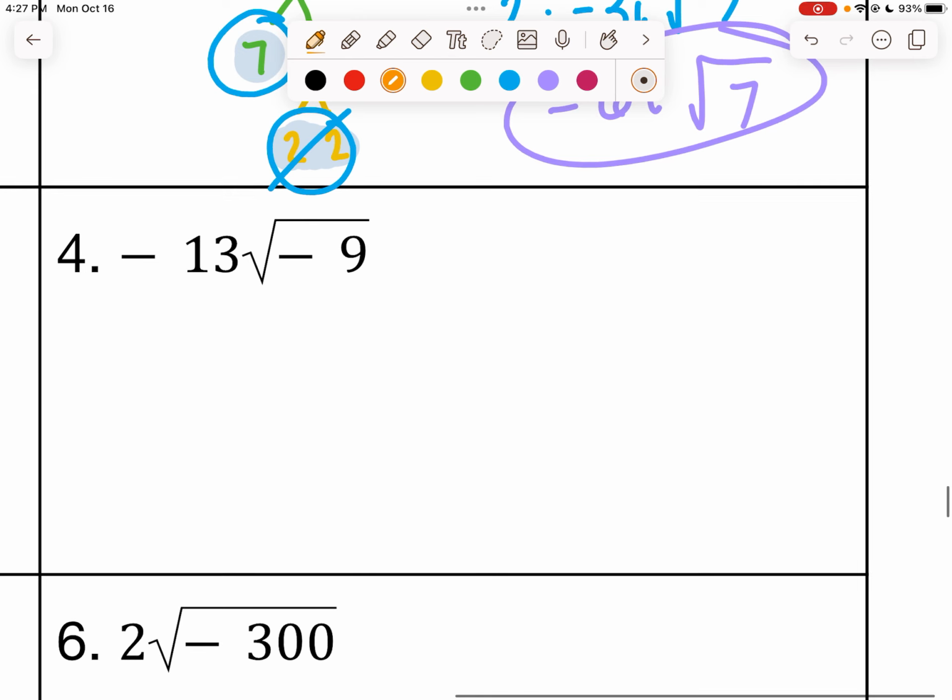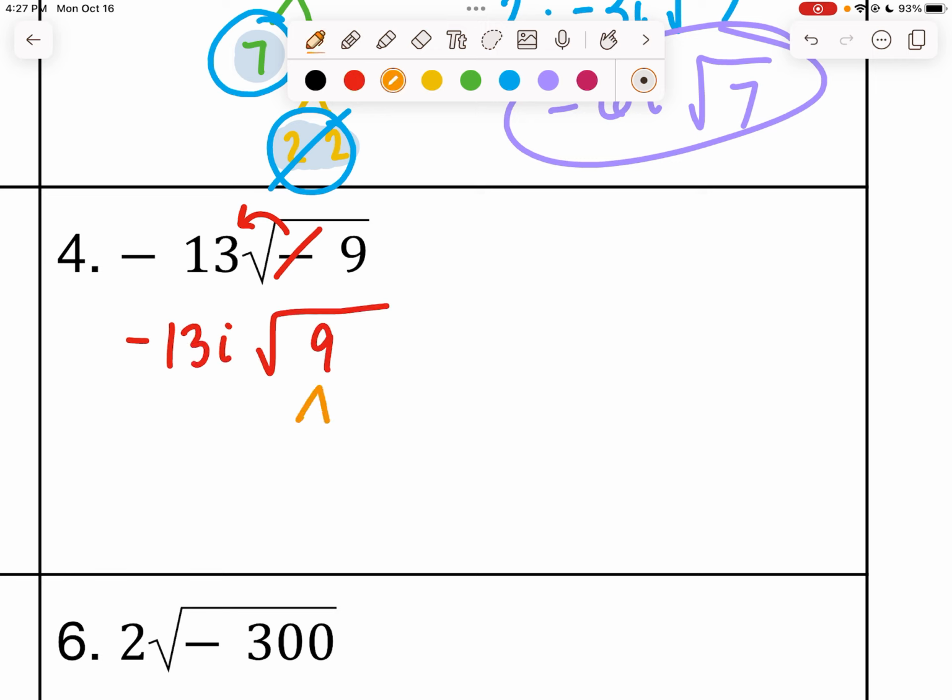This one's a little different because, similarly, we take out an i. But the difference between this one and the last ones is when we break down 9, it's just 3 and 3, which is a pair in itself, right? So is there anything left in the radical? No, there really isn't, because there's no numbers branched out here that don't have a pair. So that means this whole thing disappears and becomes a 3. So we already had negative 13i, and then we're just going to multiply it by 3.